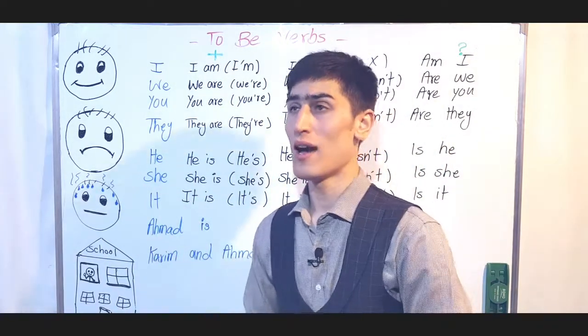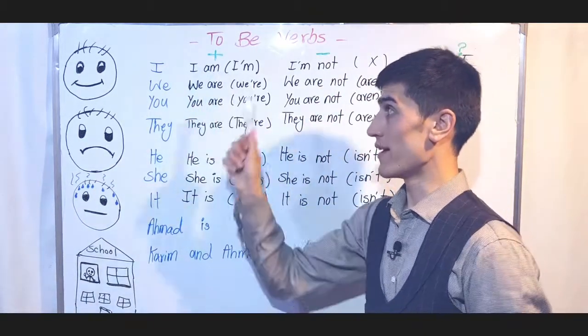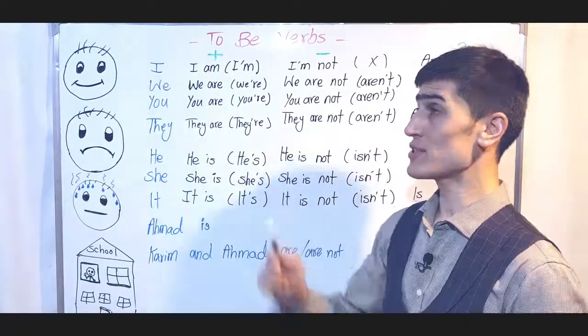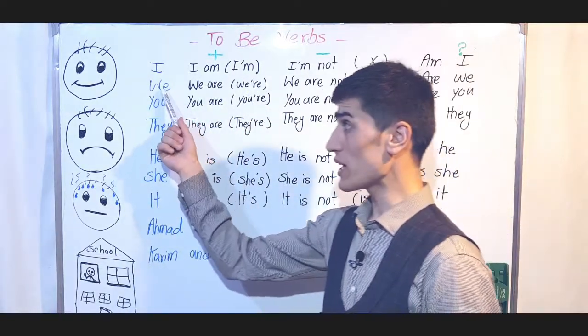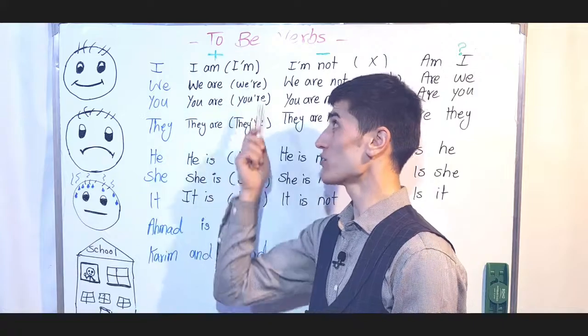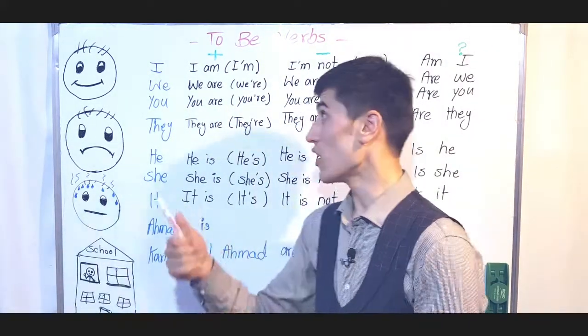Let's see. With I we use am. I am. Okay, and the short form is I'm. Okay, good. With we use are. We are. And the short form is we're. We are. We are.